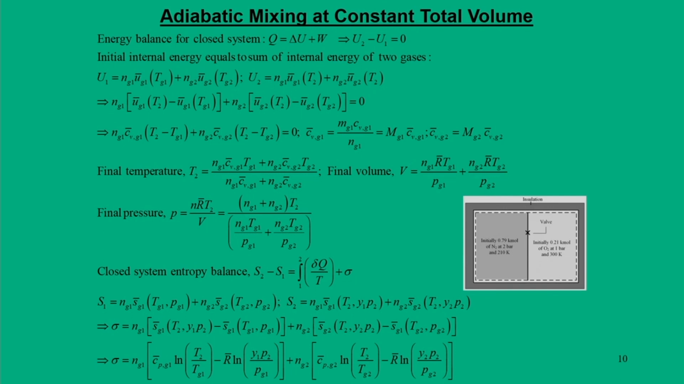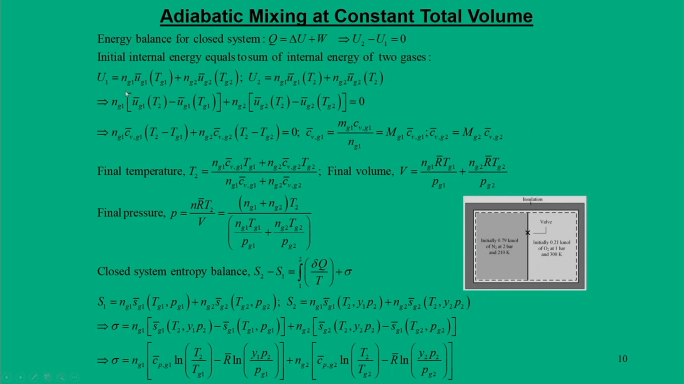For the energy balance, we use the first law. Since it is a closed system, we deal with the internal energy, delta U plus W, and in this equation there is no heat transfer and no work transfer. So, U2 minus U1 will be 0. Now, let us see how to calculate this U2 and U1.